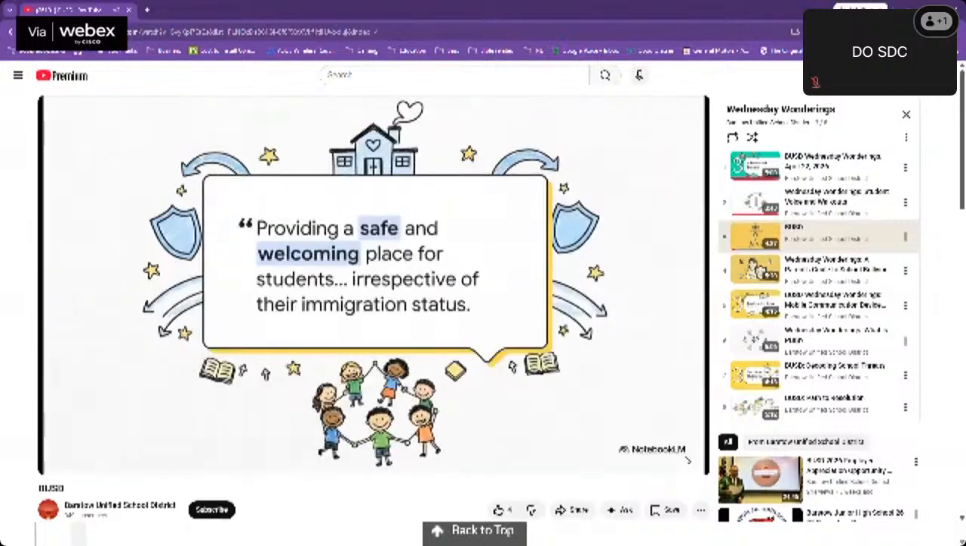Right from the very beginning, the policy lays down this powerful statement. And look, this isn't just some fluffy intro language, it's the bedrock for everything else that follows. It's making one thing crystal clear. Schools are safe zones for learning, period. This commitment to being a welcoming place, no matter someone's immigration status, really drives every other rule in the policy.